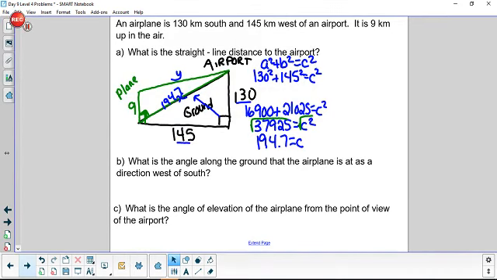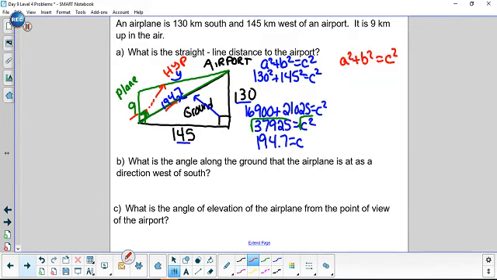Now we have enough information to find the distance to the airport from the airplane. Once again, we know two sides, and we're looking for the third side. Across from this 90-degree angle is your hypotenuse. So when we are doing a squared plus b squared equals c squared, we've got 9 squared plus 100 squared equals our c squared. 9 squared is 81.